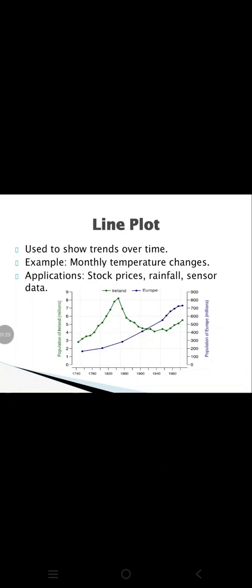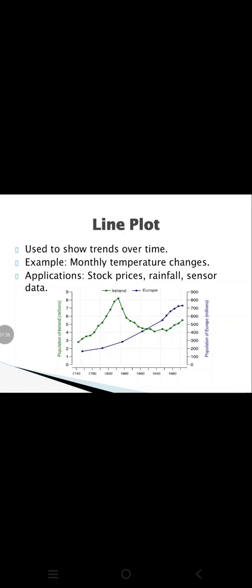In data exploration, we commonly use the following plots such as line plot, bar chart, histogram, scatter plot, and box plot. Each plot is used based on the type of data and the analysis requirement. A line plot is used to show trends over time, for example, monthly temperature changes. Line plots are widely used in applications such as stock prices, rainfall analysis, and sensor data monitoring.